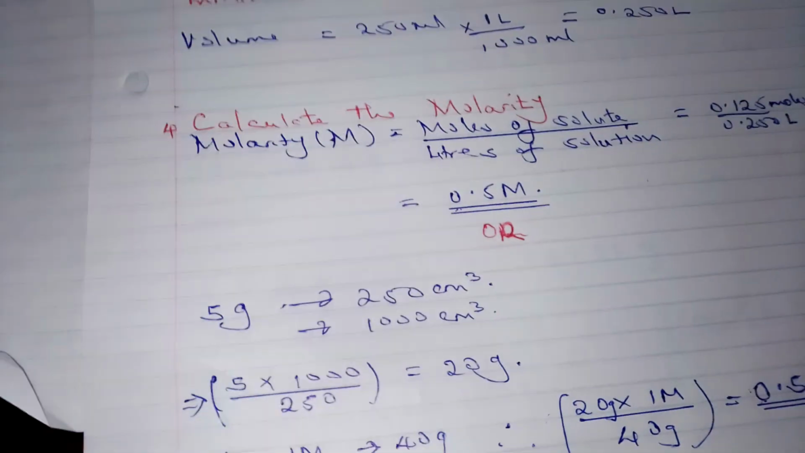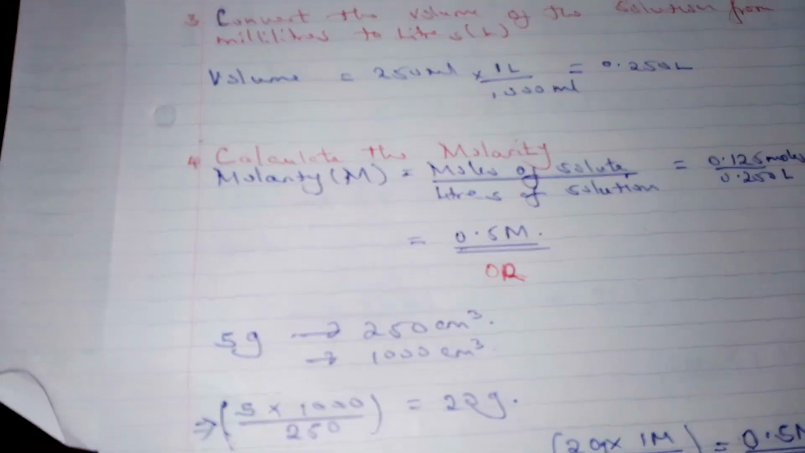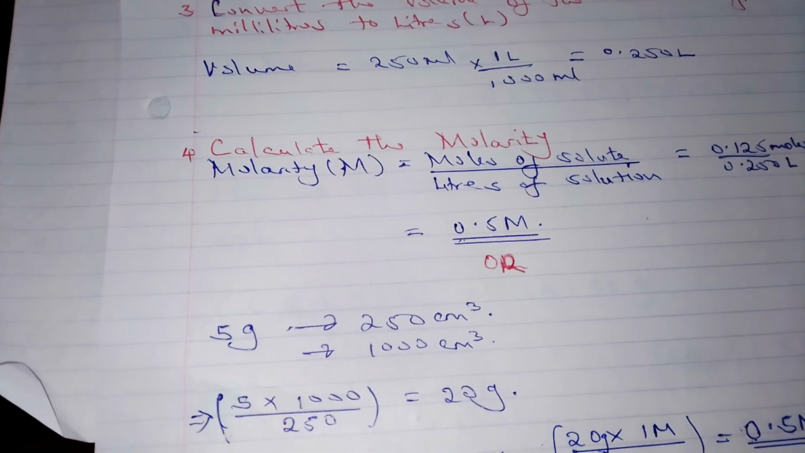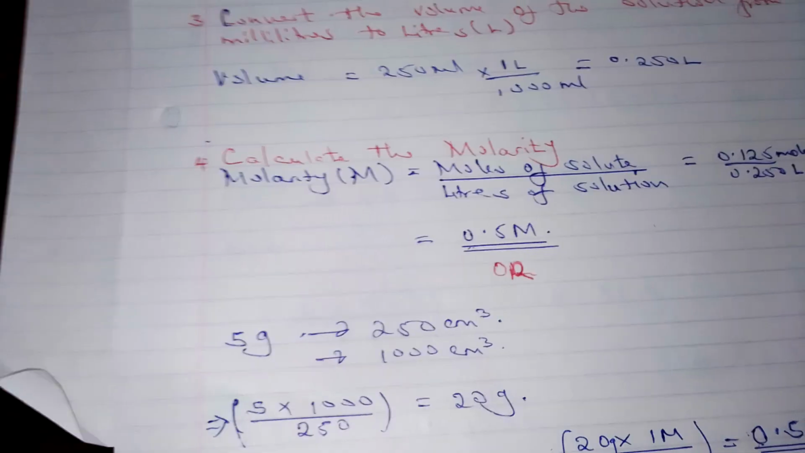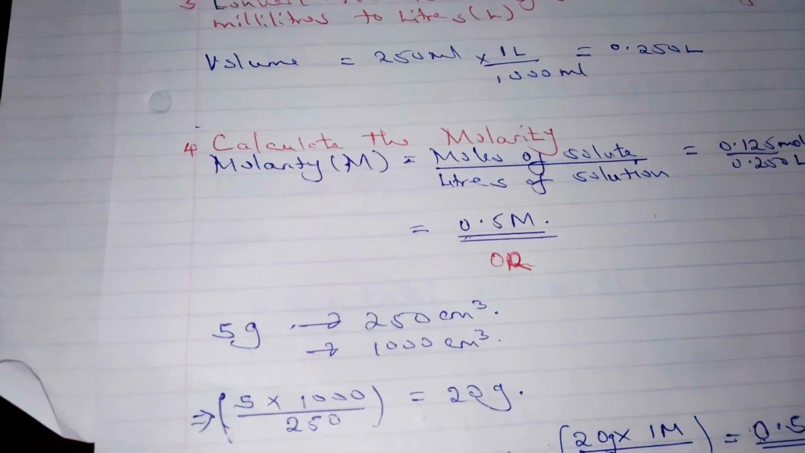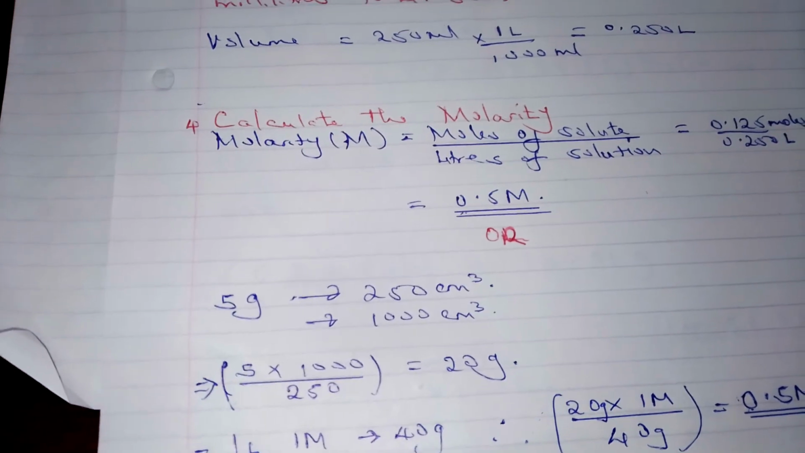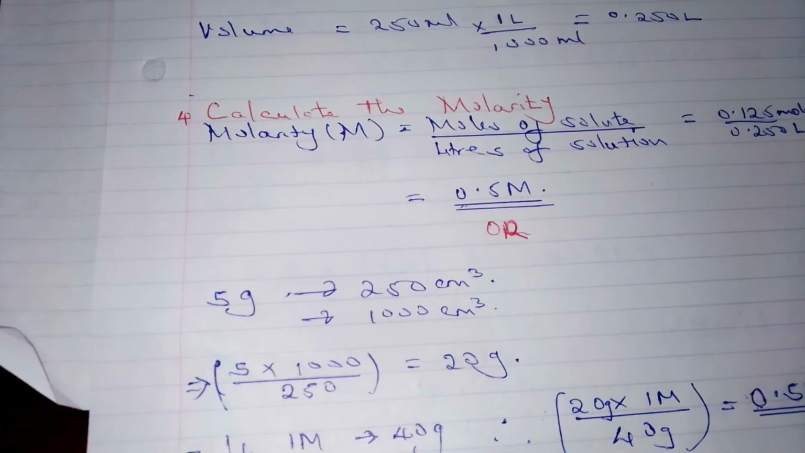Or in a simpler way of doing it, you just ask yourself: you have 5 grams of sodium hydroxide and they were dissolved in 250 cubic centimeters of that solution. Then ask yourself, what about in 1000? Then you cross multiply, and you will find that in 1000 you only need 20 grams.